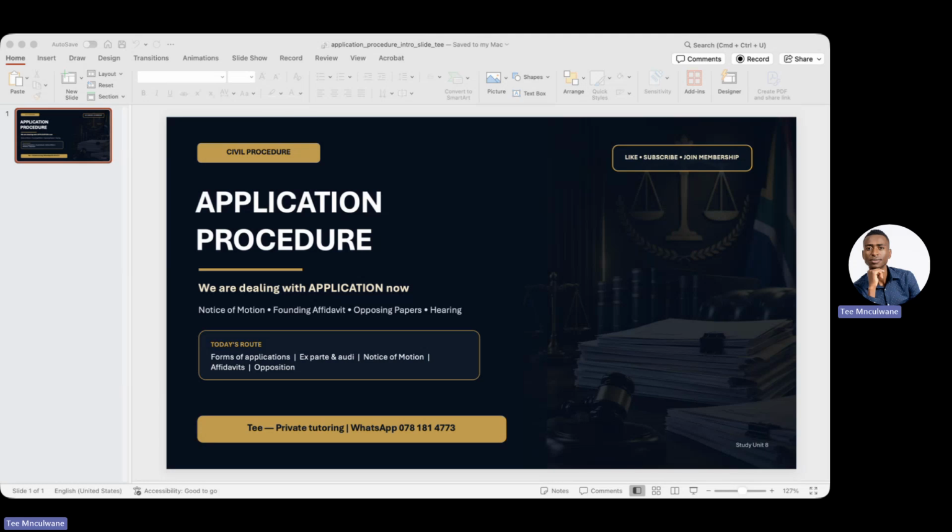If the respondent wants to oppose, they must usually deliver a notice of intention to oppose, right? A notice of intention to oppose is a short document where the respondent says, I intend to oppose this application. It also usually provides an address where the respondent will accept service of further documents. The notice is important because it tells the applicant and the court that the matter is no longer unopposed. It is now opposed.